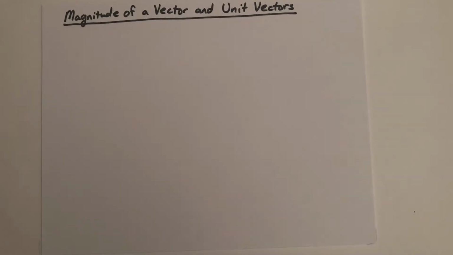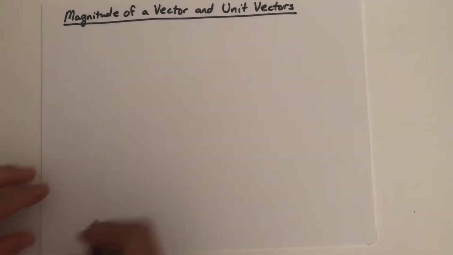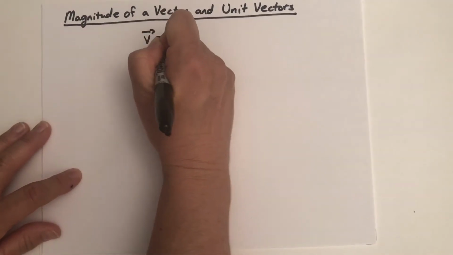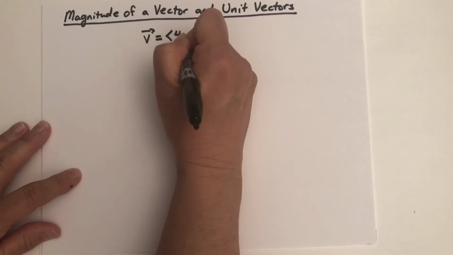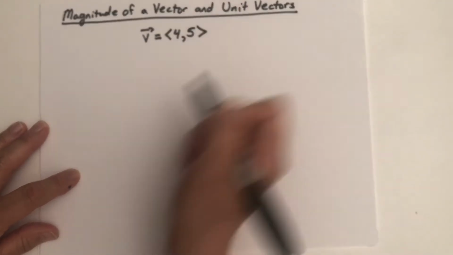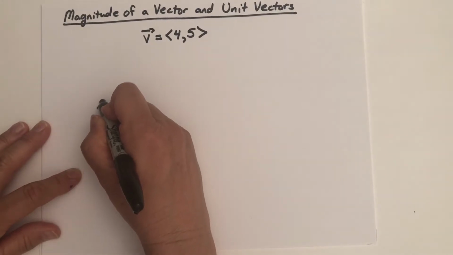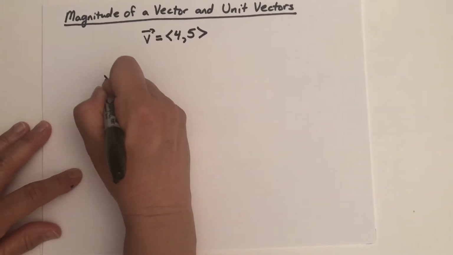We know that a vector has both a magnitude and a direction. I want to talk about how we find the magnitude or the length of a vector. And let's start with this vector v. We'll let it be the vector 4, 5. So I could draw a picture of that vector. Here it is. Here's the vector v.